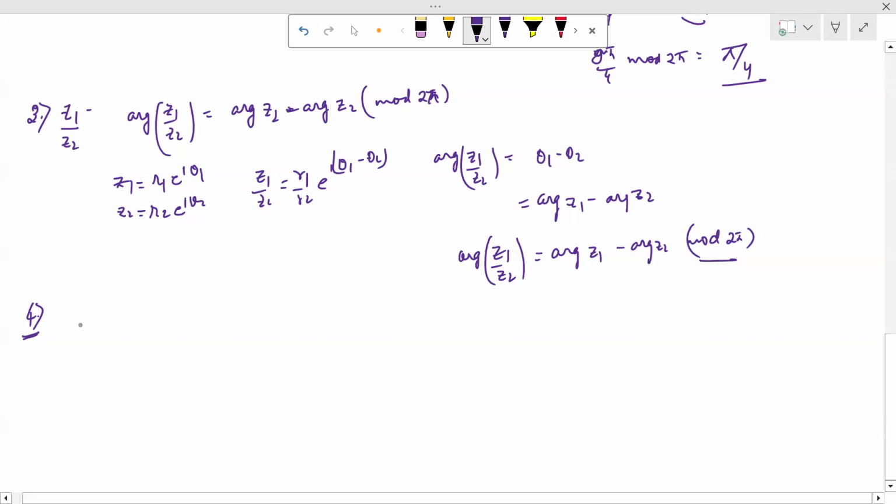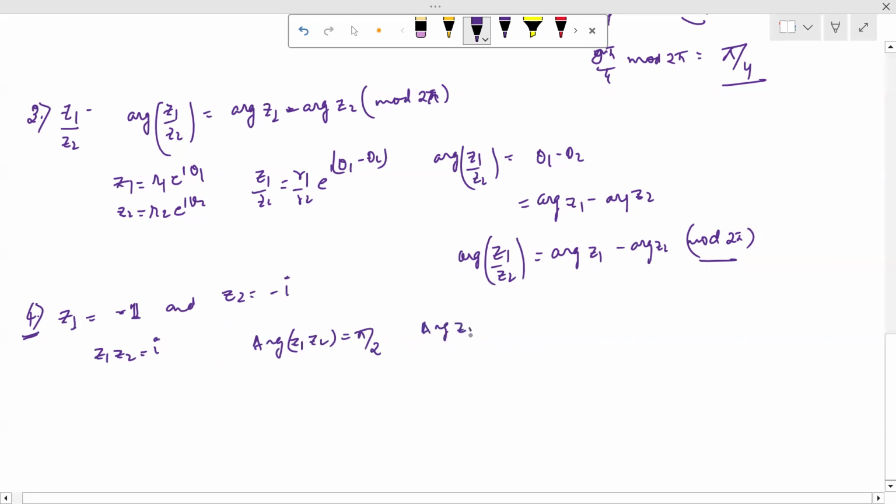Now, what about the principal argument? So let us take an example. Let us choose Z1 equal to -1 and Z2 equal to minus iota. Then Z1 Z2 would simply be equal to iota. And if I find the principal argument of Z1 Z2, it would certainly be equal to pi upon 2.